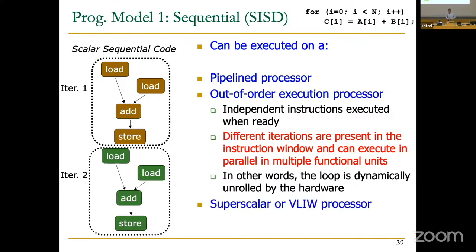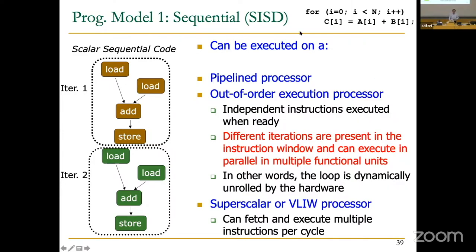Okay, a superscalar or VLIW processor, which we have seen also, goes to the next step, right? It's orthogonal to out of order, actually. Both of these concepts are orthogonal to out of order. But basically, you can fetch multiple instructions per cycle. Same iteration, different iterations, doesn't matter. You could do that, okay? So using the scalar sequential code, we've seen a lot of paradigms to accelerate it.